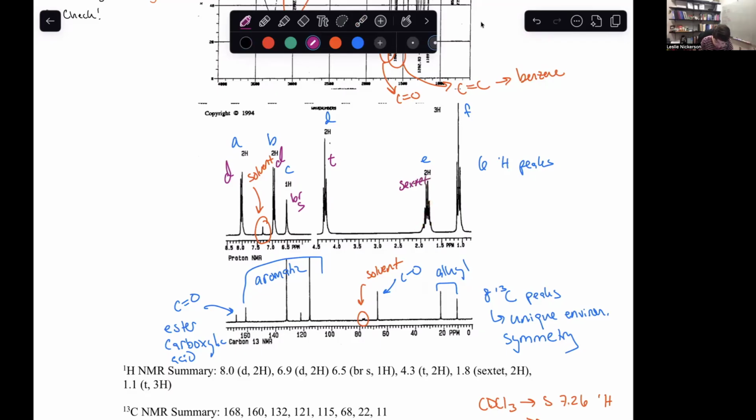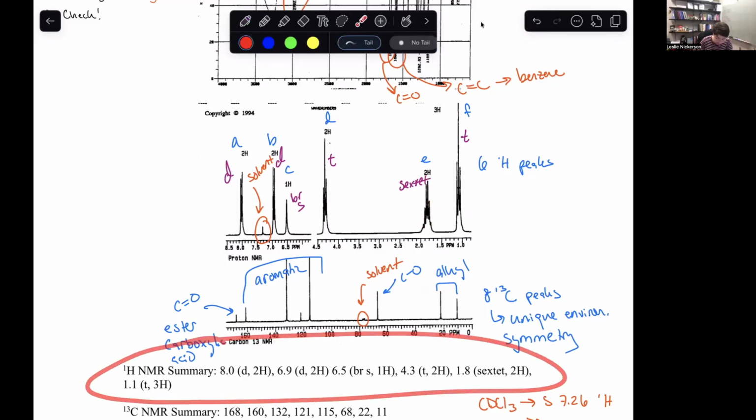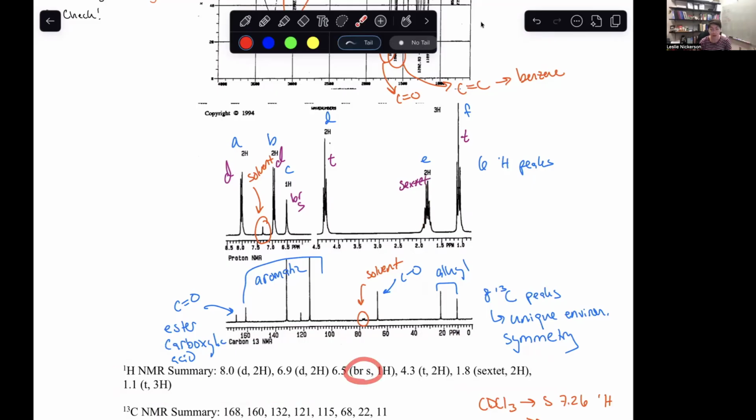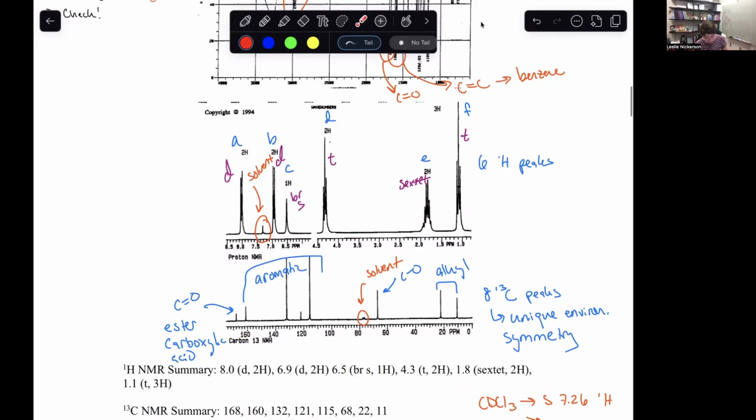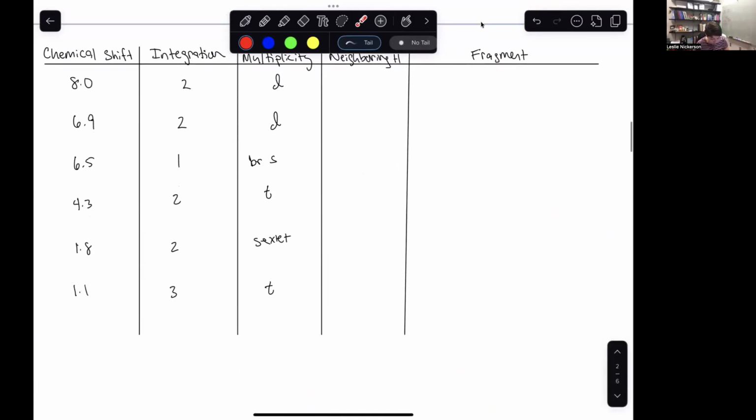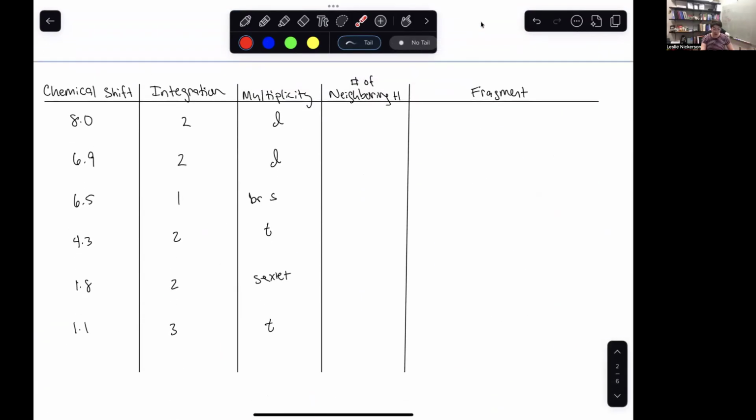So maybe a sextet, and then F is another triplet. Okay. This is also written out in our summary, and it is shown that we have a broad singlet at that 6.5. Okay, so I went and put all this into a table already so that we can fill in this table and start drawing and building out some fragments.